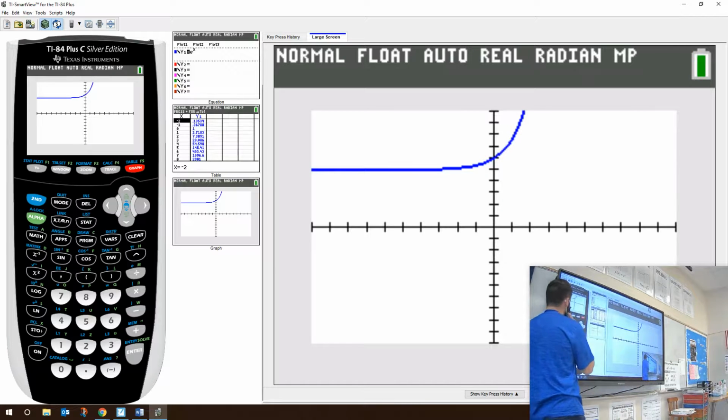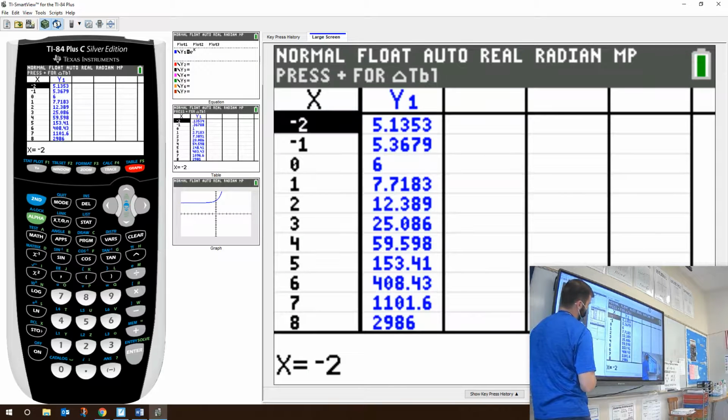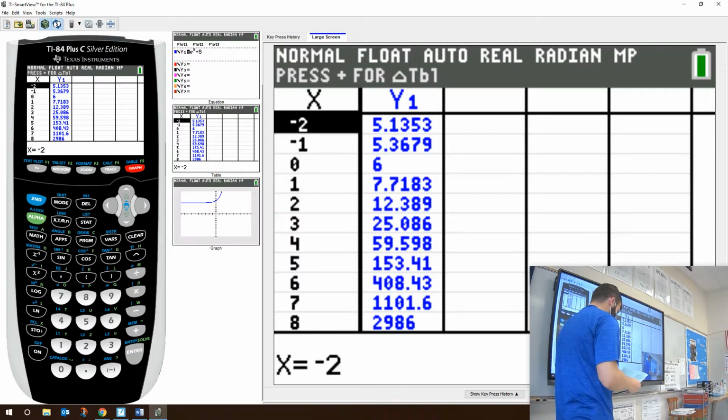And then we could also look at our chart here, or our table, the second table, and we can find the points that we just did. -1, 5.36, 0, 6, 1, and 7.7, okay? So that kind of helps us out there. All right.